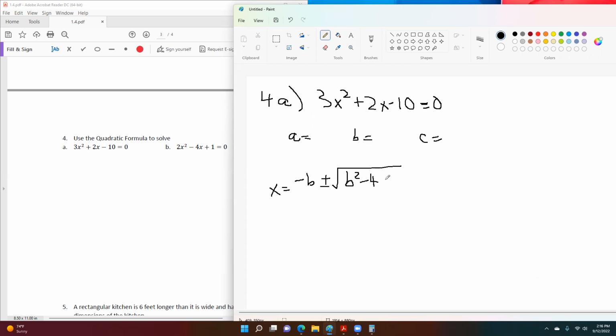So A in this case will be 3. B in this case will be 2. C will be -10. Now plug all this ABC into your quadratic formula. Go and do it now, and I'm gonna get some water.